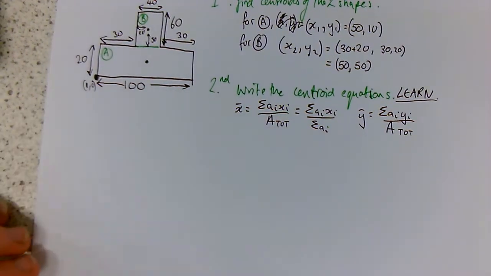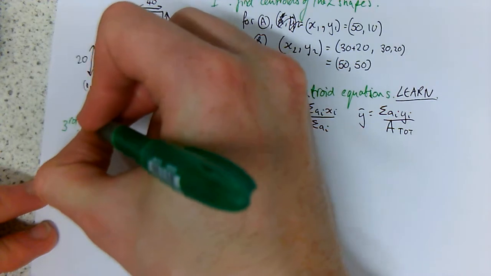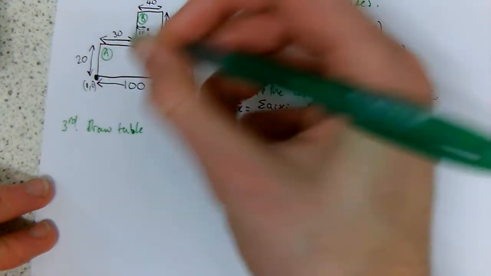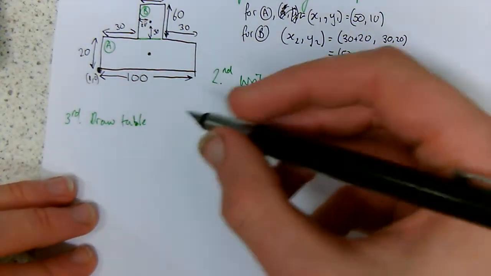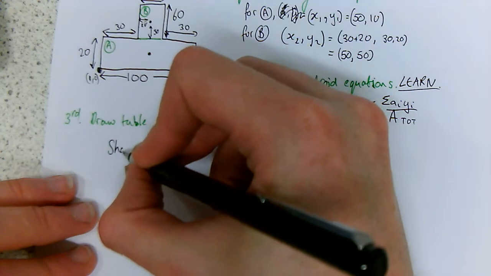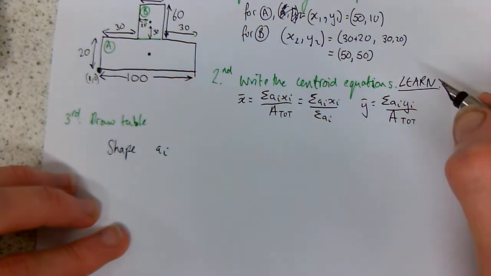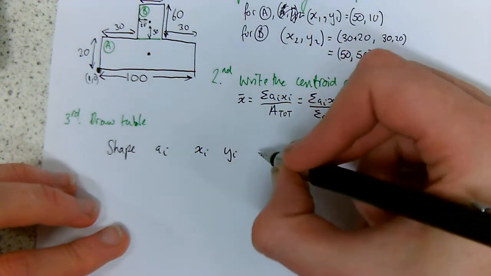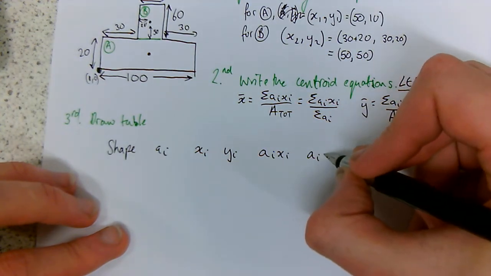Then, our third step, we're going to draw ourselves a table to help us organise all the information in the calculations we need to do. So our table needs to have a column for shape, a column for the area, a column for the x's, for the y's, for the area times the x, and the area times the y.